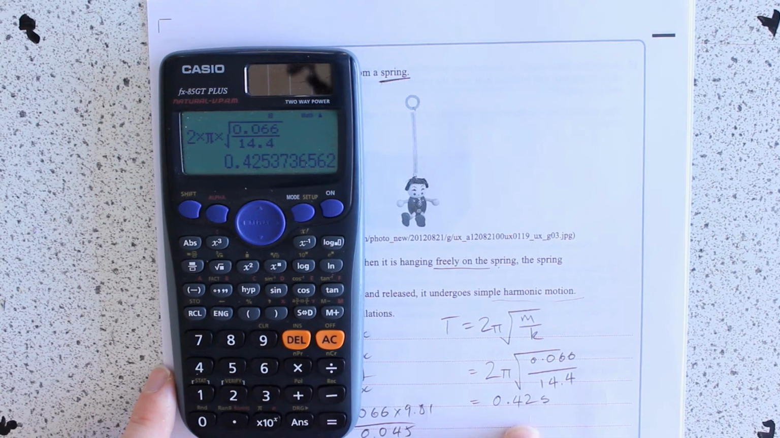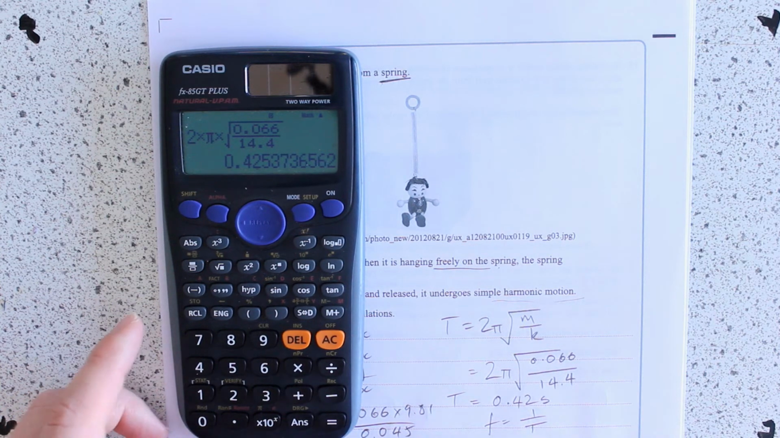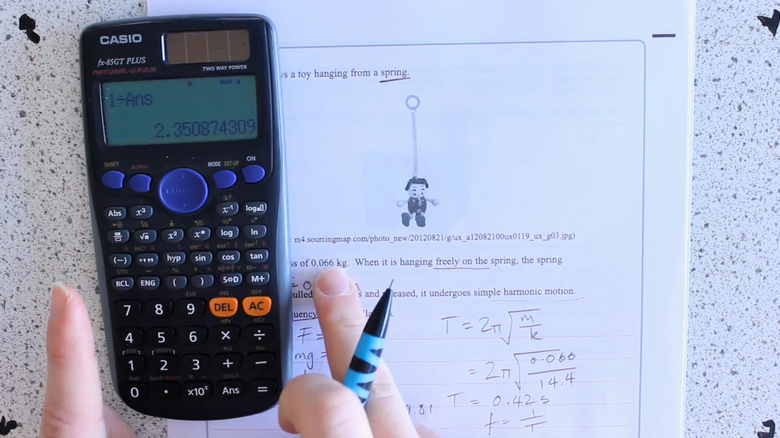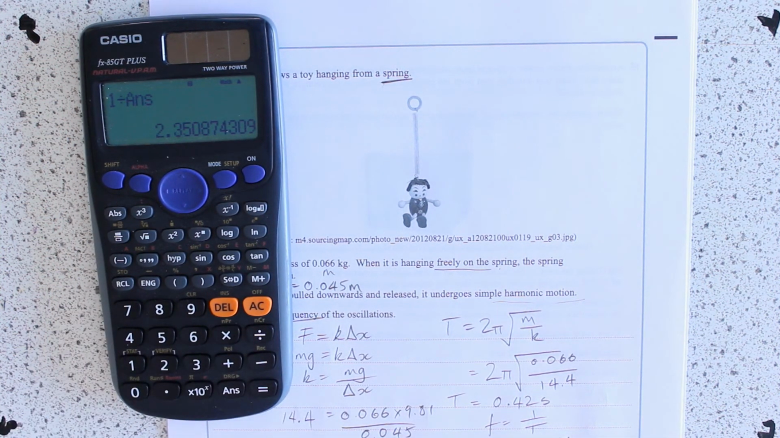And simply time period's inverse the frequency, so f is 1 over T. I don't think you do get that in the equation sheet, but I think you ought to know that by now. So I'm just going to do 1 over answer, which is 2.4. Give it to 2 sig figs, so I'll give them it to 2 sig figs for hertz.